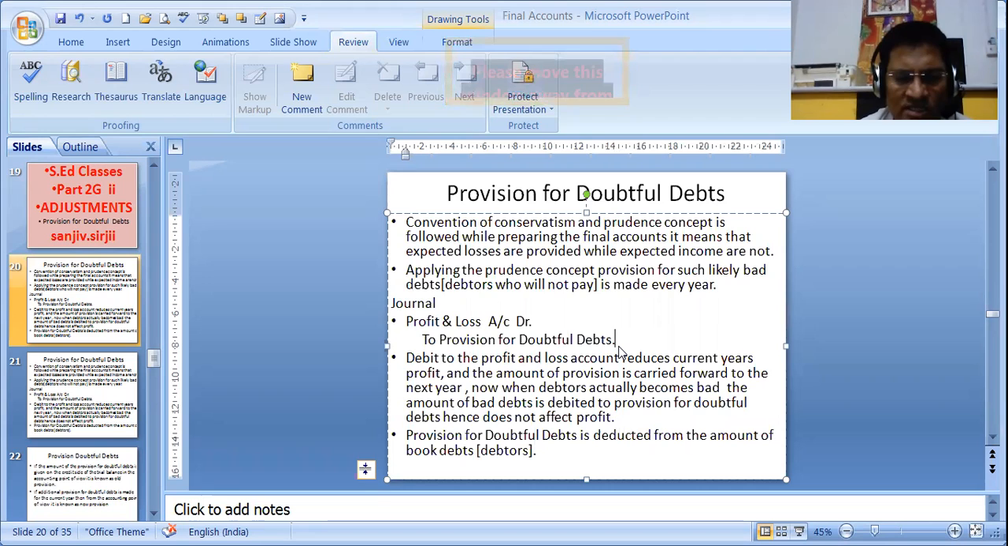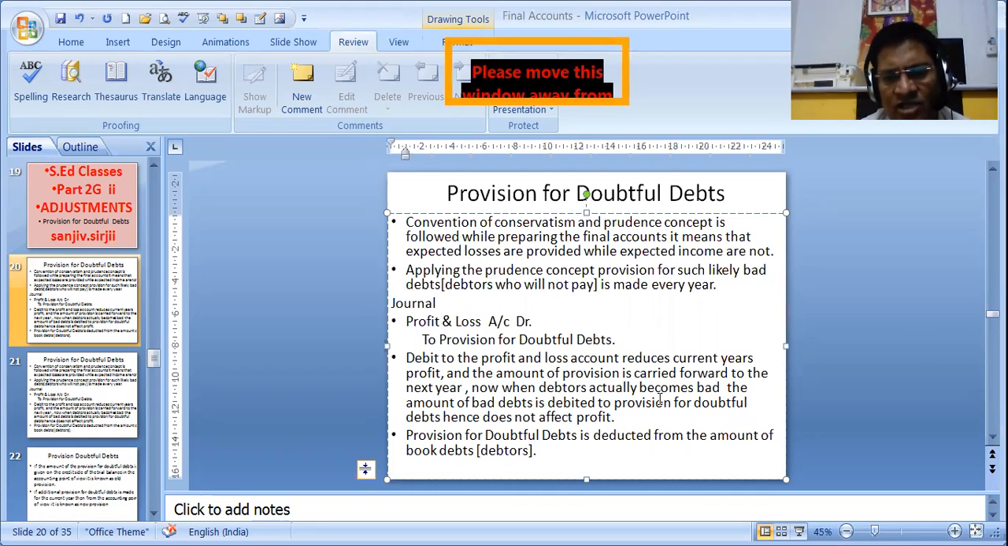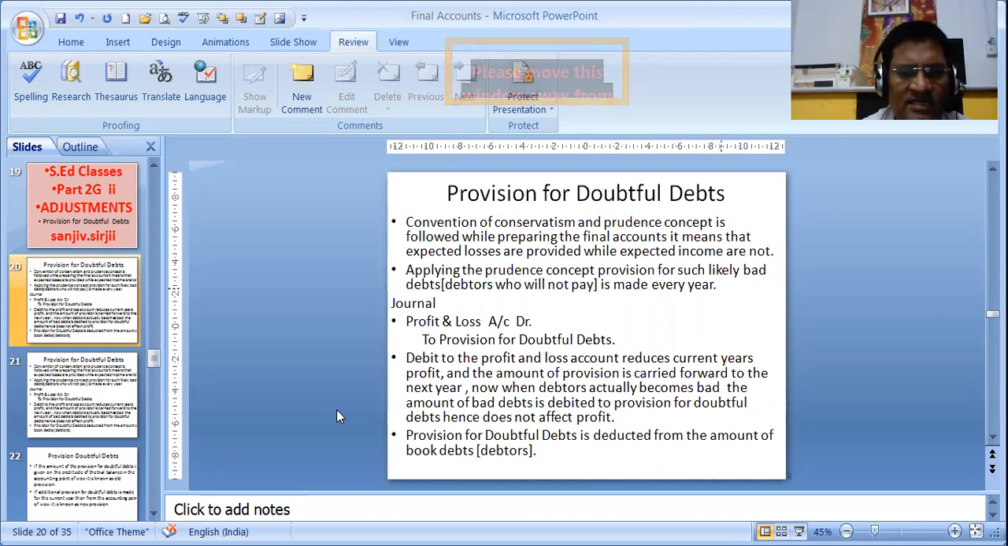That means any losses we must show. The debit to the profit and loss account reduces the current year's profit, and the amount of provision is carried forward to the next year. Now when debtors actually become bad, the amount of bad debts is debited to provision for doubtful debts, hence it does not affect profit. Provision for doubtful debts is deducted from the amount of book debts, that is debtors.